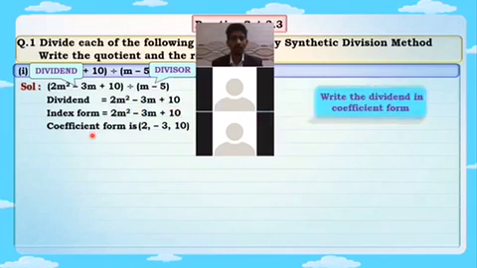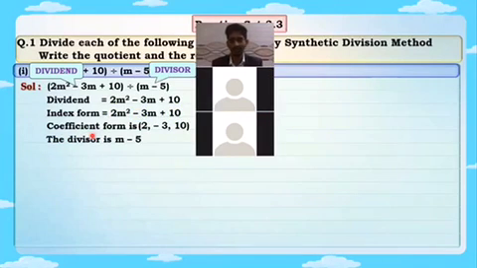So make sure that always these first three statements are fixed. पहले हम लोग को लिखना है डिविडेंड इन स्टैंडर्ड फॉर्म, डिविडेंड इन इंडेक्स फॉर्म, डिविडेंड इन कोएफिशिएंट फॉर्म. डिविडेंड के बारे में तो लिख दिया. What about divisor? डिवाइजर क्या बोला है? m-5.